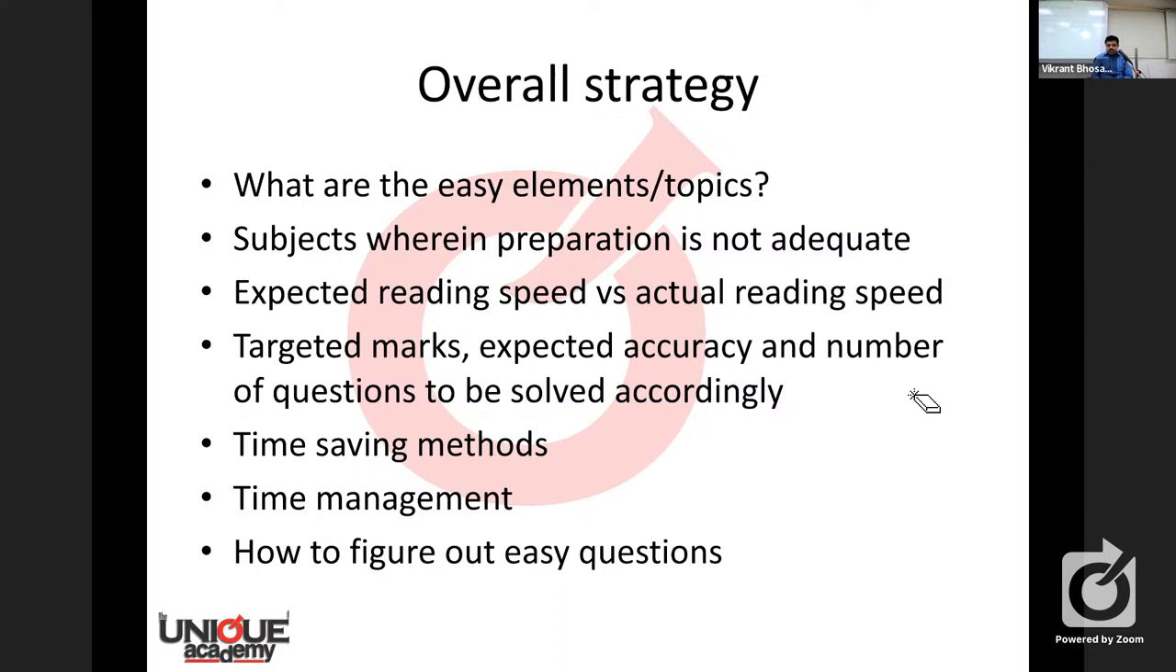Okay, that should be the overall strategy. Then you should also be aware of your reading speed.